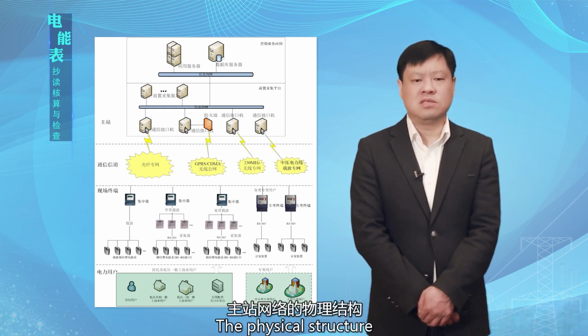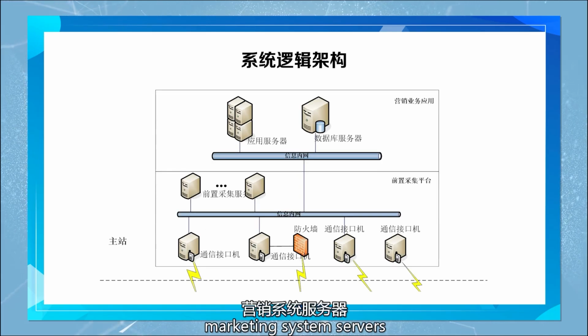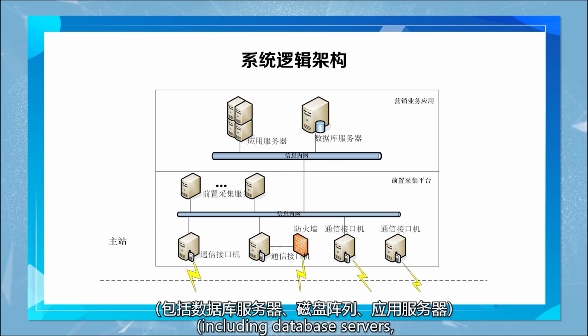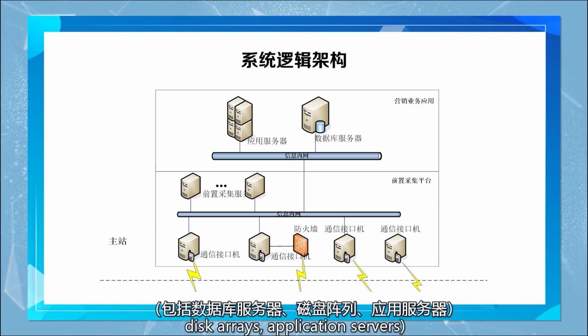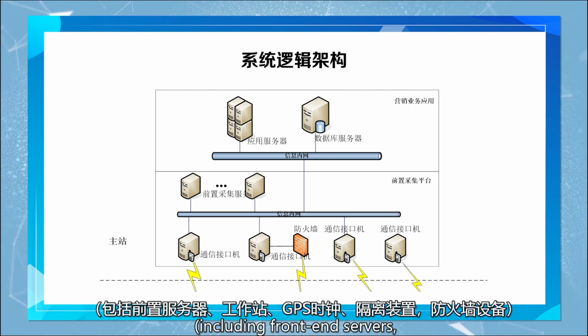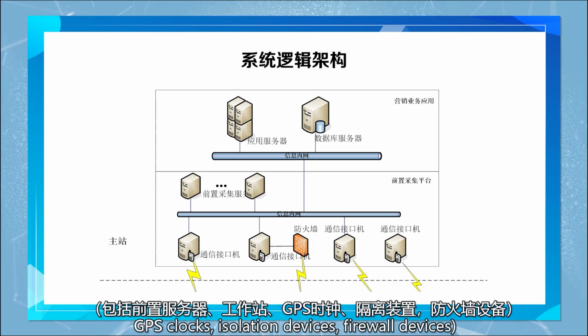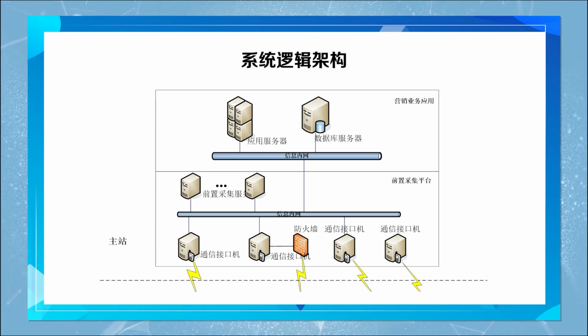Second, the physical structure of the main station network mainly consists of marketing system servers, including database servers, disk arrays, application servers, front-end collection servers, including front-end servers, workstations, GPS clocks, isolation devices, firewall devices, and related network devices.